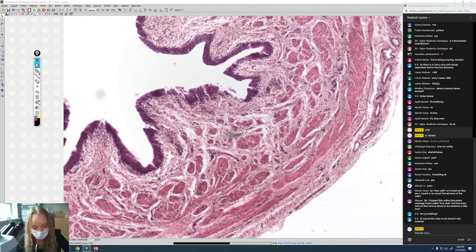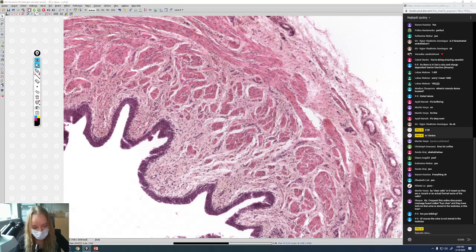And we're going to describe right now the main parts of the wall. So this is the ureter, and the first part right here, like this, is the mucosa. So this is the mucosa.